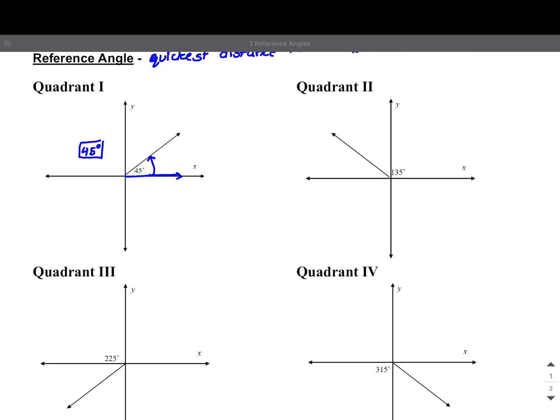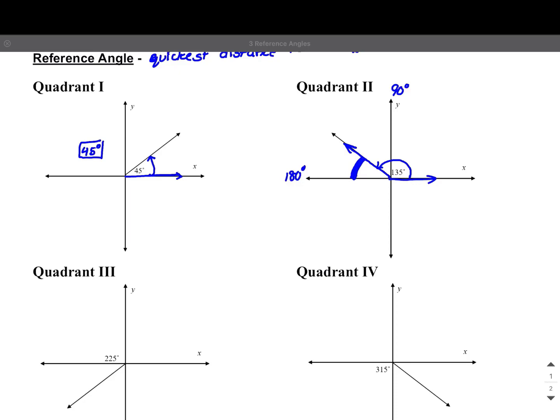Now let's take a look at a quadrant 2 angle. So let's say we take 135 degrees. This angle went past 90 degrees, but it's not quite at 180 degrees. Now the reference angle would be this angle in here. Here's our initial side, and then here's our terminal side. The distance between the terminal side and the x-axis, the quickest way to the x-axis, would be over here, the one where we rotate to 180 degrees.